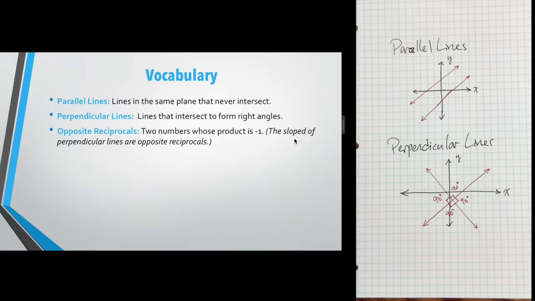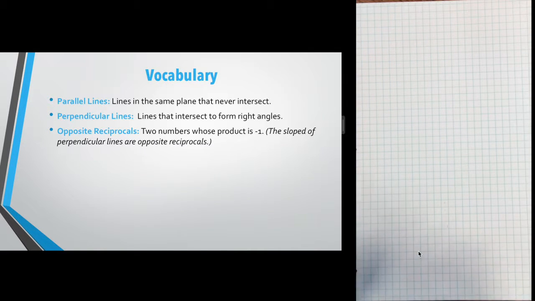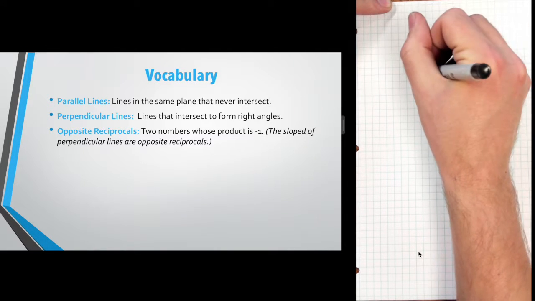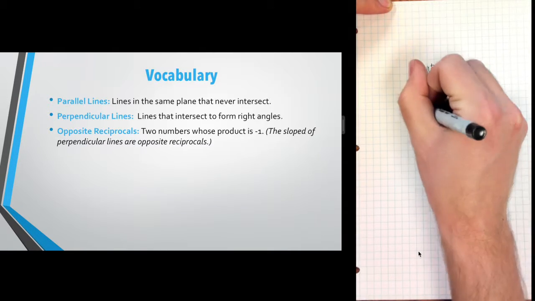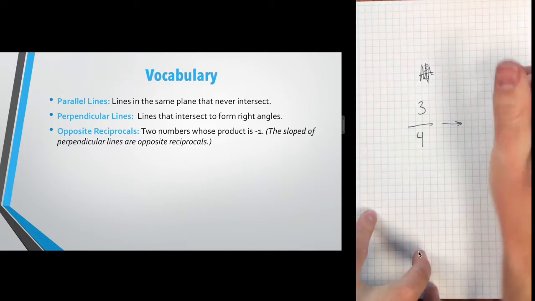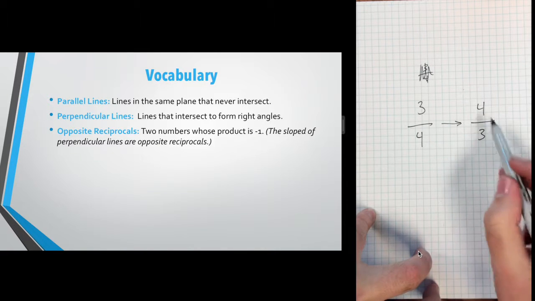Now in parentheses here it says the slopes of perpendicular lines are opposite reciprocals. So here, this is a concept that we have seen before, but it's going to be a little bit different. So reciprocals in general, let's say you have 3/4. The reciprocal of 3/4 would just be flipped, right? So the reciprocal means you just flip the top and the bottom number.